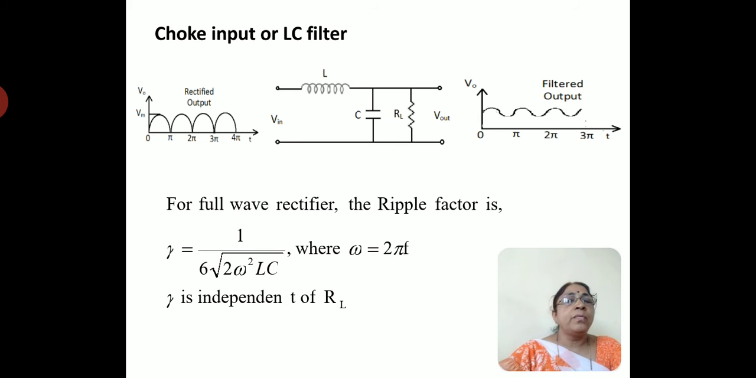Therefore, for a full wave rectifier, the ripple factor gamma is equal to 1 divided by 6 square root of 2 omega square LC. Here omega is equal to 2 pi f, and this ripple factor is independent of RL, depending only on the L and C components. Compared to a single L and single C, this choke input filter gives a better filtering.